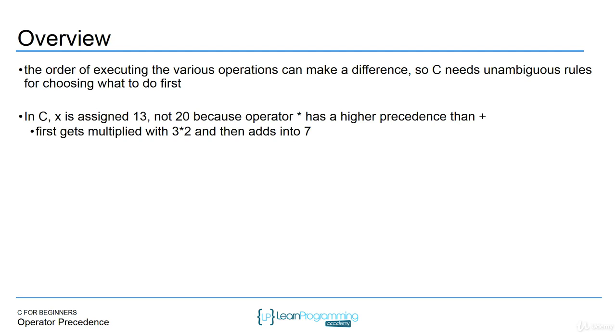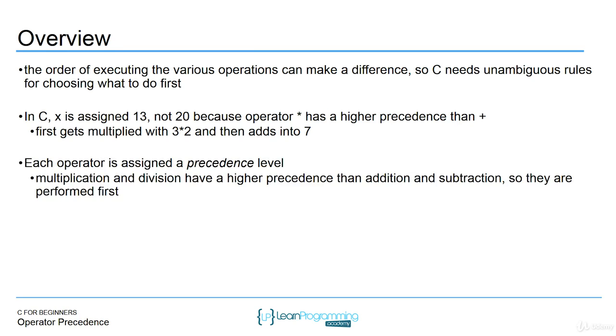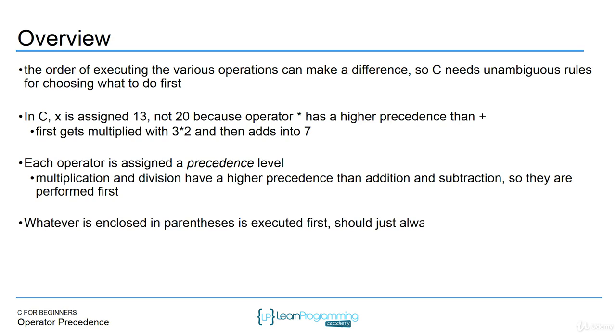Now C is going to do the latter. It's going to do the multiplication first because that has higher precedence. So it's going to do 3 times 2, which is 6, and then it's going to add the 7. So the result of x is going to be 13 because the asterisk has higher precedence than the addition. All right? There are rules for every single operator: which operator has precedence over the other? There's a precedence level. Multiplication and division have higher precedence than addition and subtraction, so they're performed first, for example.